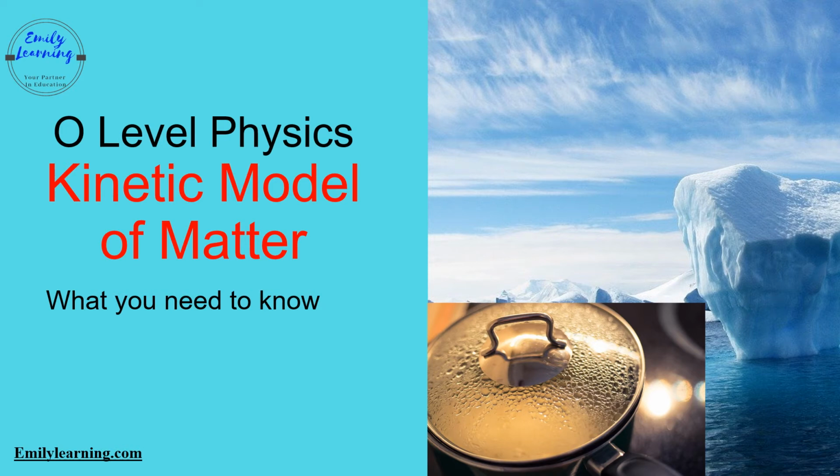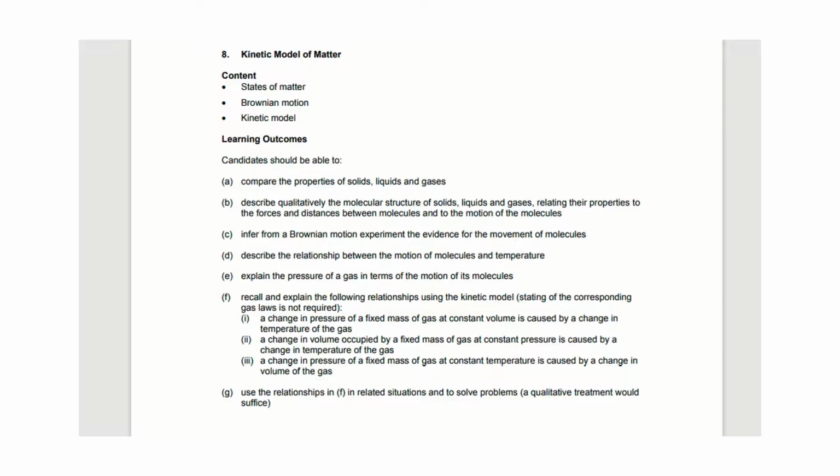In this video, let's talk about what you need to know for the chapter on Kinetic Model of Matter. So let's get started. The best way to know what is tested in the O-level physics exam is by looking at the syllabus. So here we are. This is the syllabus for O-level physics, and here I'm looking at the chapter on Kinetic Model of Matter. So what do we need to know? Let's look at it line by line.